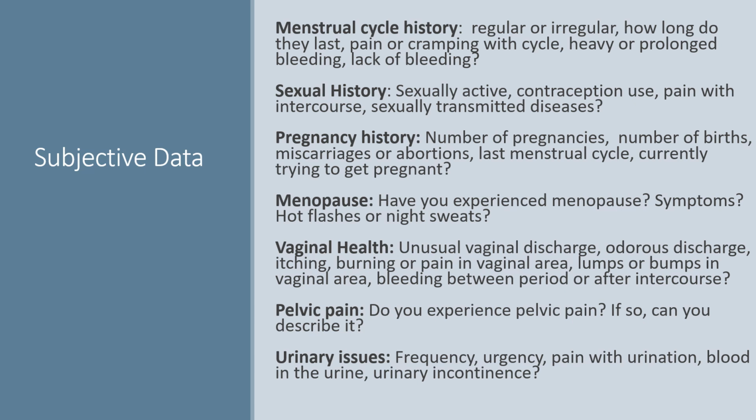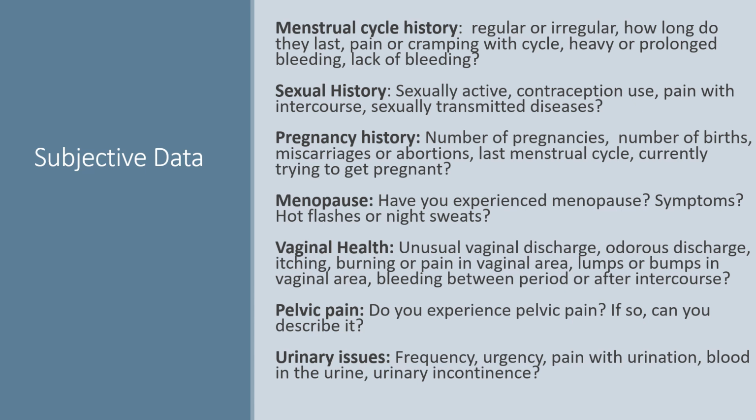Regarding sexual history, is the patient currently sexually active? Do they use contraception? Do they have pain with intercourse? And have they ever experienced a sexually transmitted disease? For their pregnancy history, you need to know the number of pregnancies that they've had, the number of births they've experienced, any miscarriages or abortions, when their last menstrual cycle took place, and are they currently trying to get pregnant.